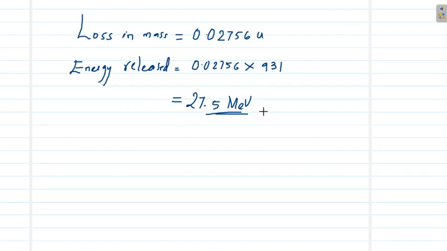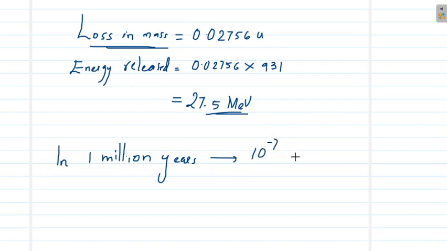So this energy is released at the expense of some of the mass that is lost in the nuclear fusion process. And if you look into different data that we have in our hands, it is found that in 1 million years, the sun loses about 10 raised to minus 7 of its mass due to the nuclear fusion process and the mass defect. This mass is being converted into energy in the nuclear fusion process.